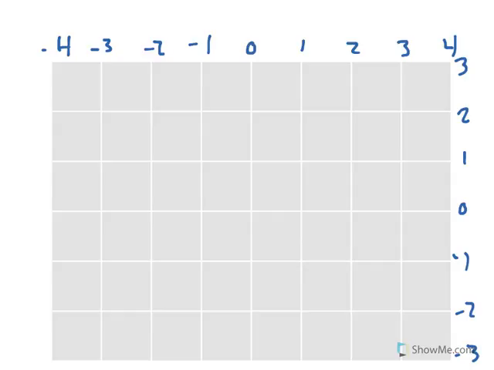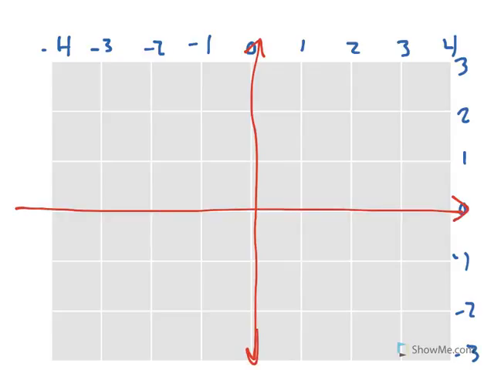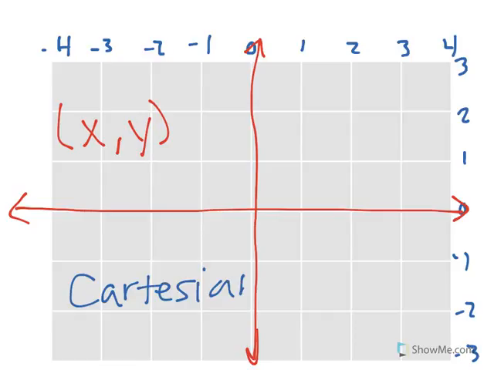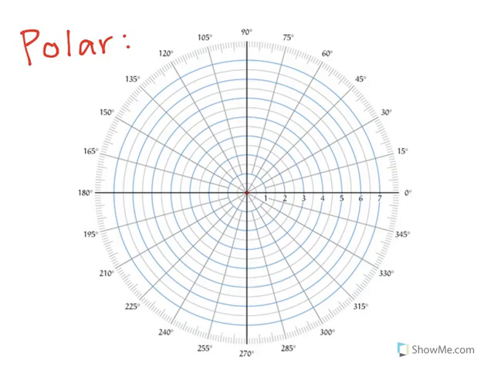If you'll remember, the coordinate grid has a y-axis here, an x-axis here, and you can specify any point on this grid by giving the x-coordinate and then the y-coordinate. This grid is actually called a Cartesian coordinate grid. You'll also notice that it's a 2D grid, which means that it's flat. It's a plane.